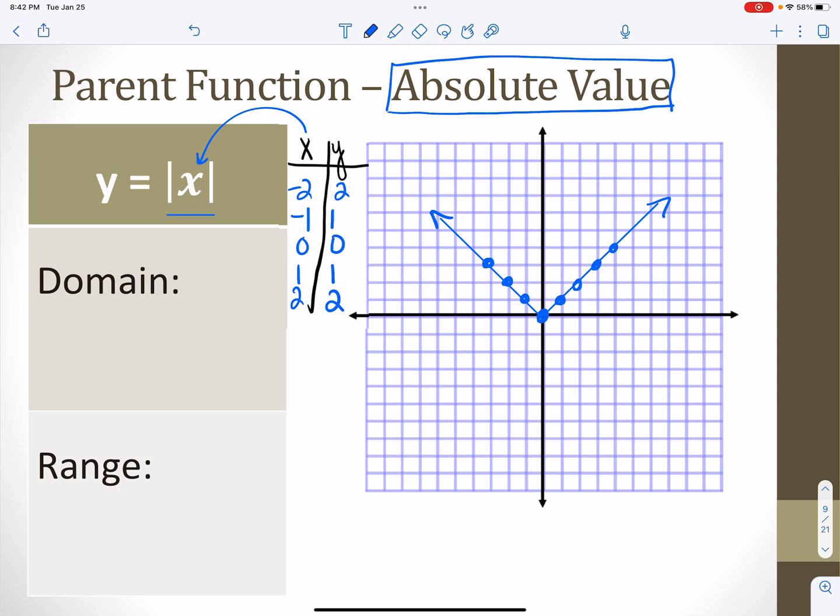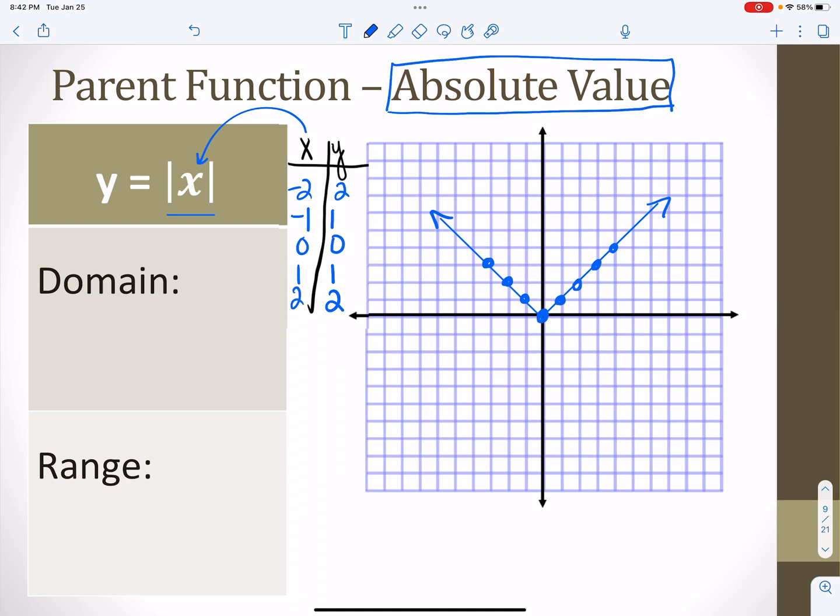Okay, and so this is the parent function. How can you tell it's a parent function? By the equation, it's an absolute value because it has an absolute value sign. How can you tell by the graph? Because it's a V. It has the same slope, up 1 over 1, up 1 over 1, up 1 over 1. It doesn't change the slope.